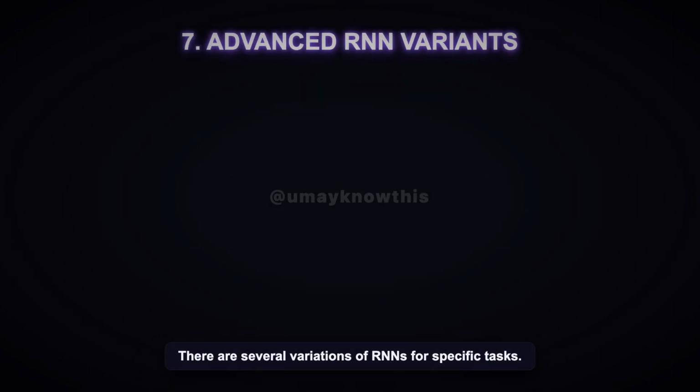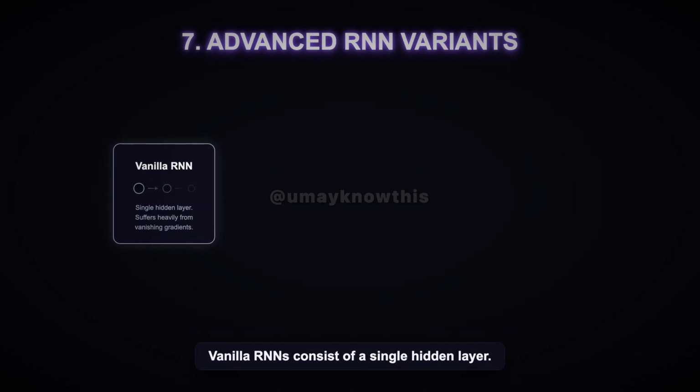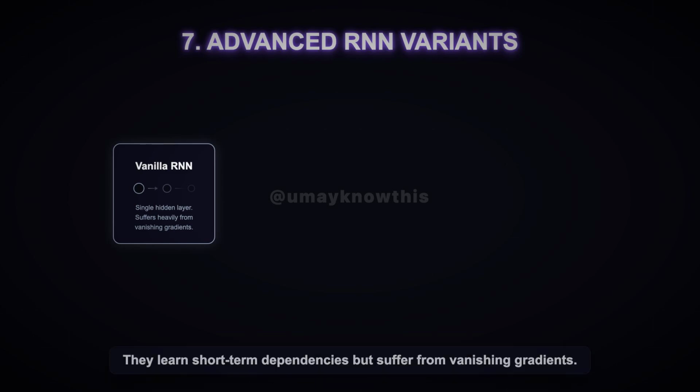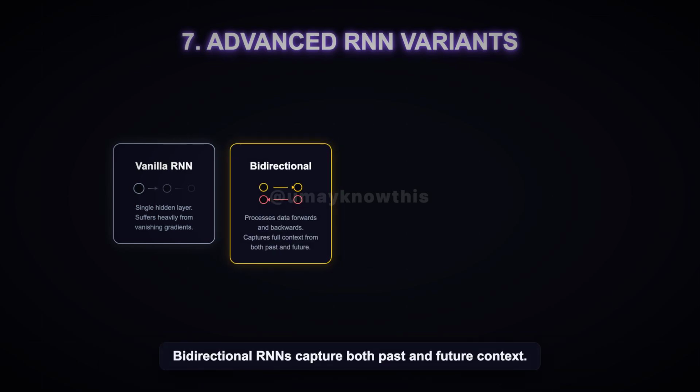There are several variations of RNNs, each designed to address specific challenges or optimize for certain tasks. First, vanilla RNN. This simplest form of RNN consists of a single hidden layer where weights are shared across time steps. Vanilla RNNs are suitable for learning short-term dependencies but are limited by the vanishing gradient problem, which hampers long sequence learning. Second, bidirectional RNNs.